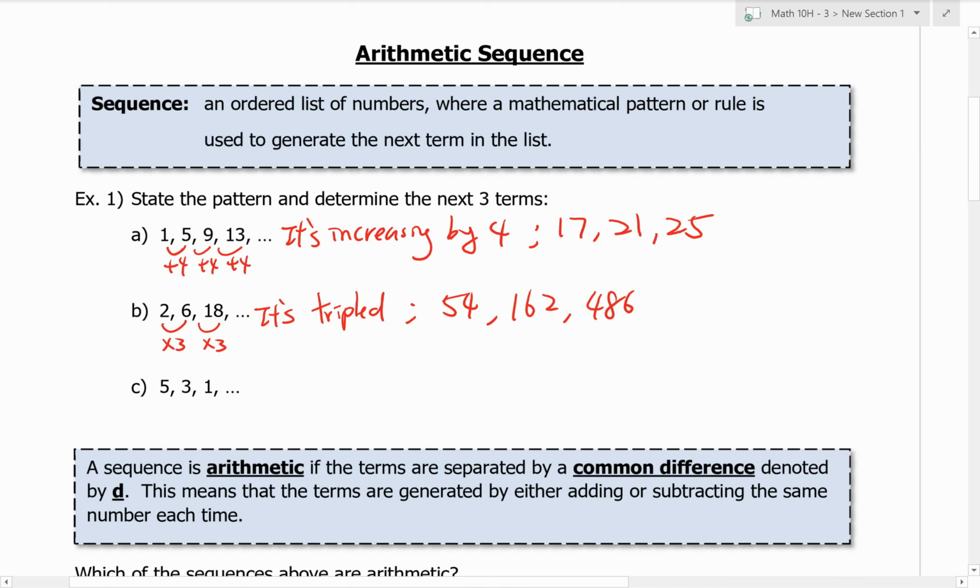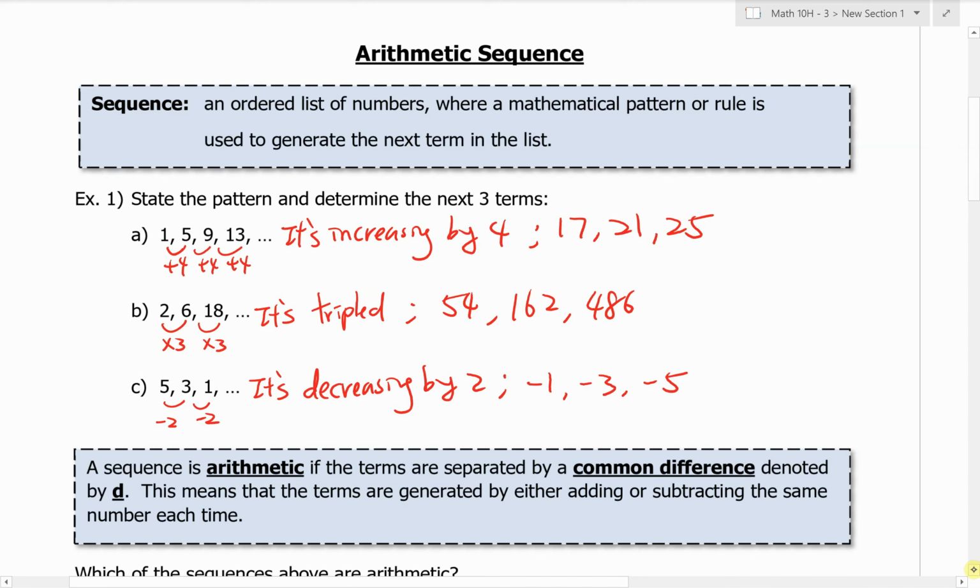Finally for part C, it goes from 5, and then to 3, and then to 1. This time, I think we can see that it's decreasing by 2. The next three terms then will be 1 minus 2, which is negative 1, negative 3, and then negative 5. So these are three different sequences with different patterns.